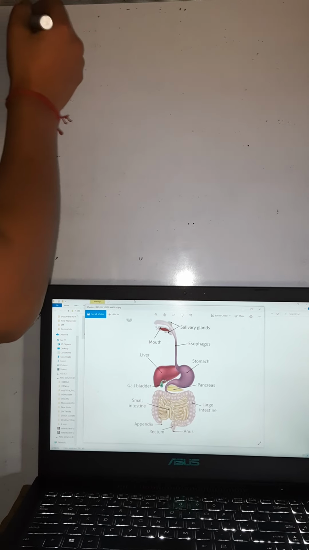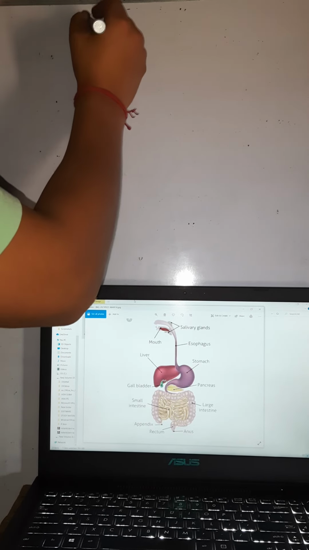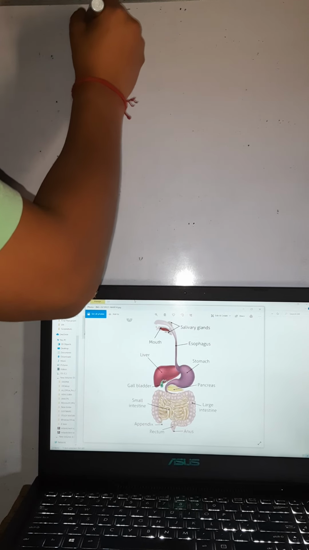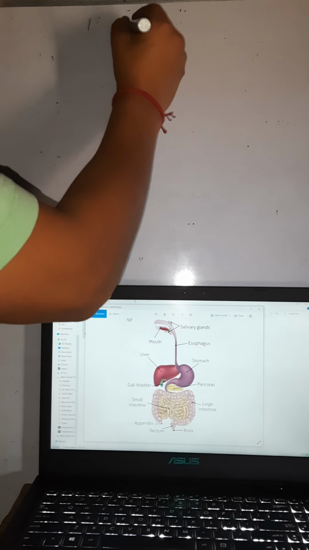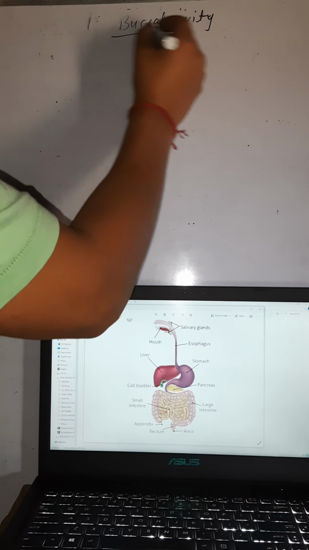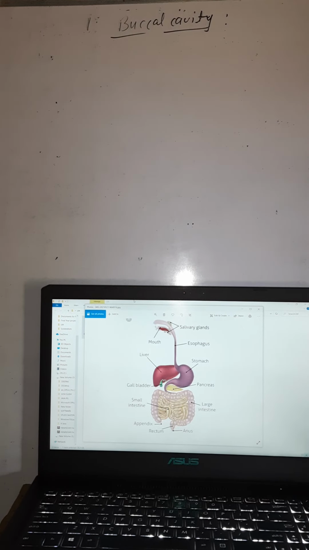Now let's study the first organ, that is the buccal cavity. Before this, you would make this structure. Write this now: buccal cavity. Now we will study the buccal cavity in detail. Here the teeth are used to chew and cut the food, so the function of the teeth is very, very important.